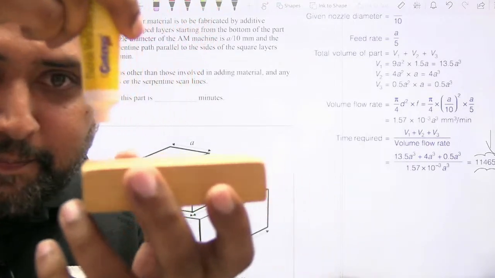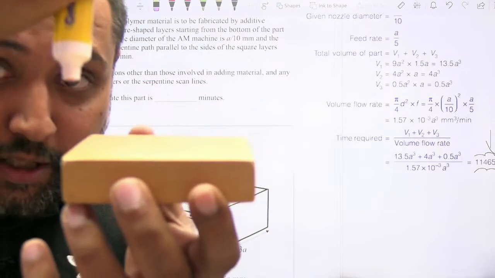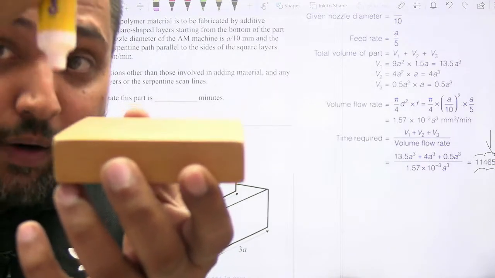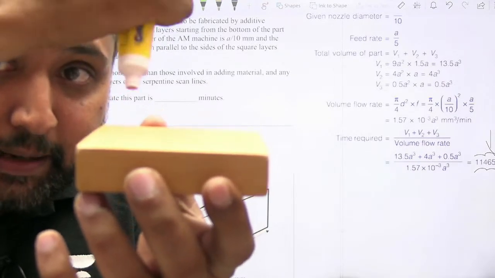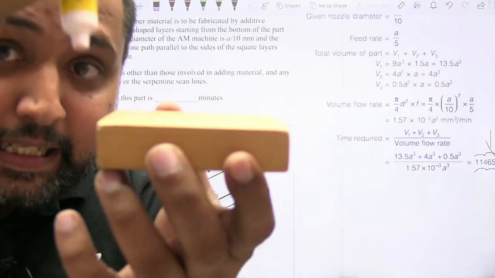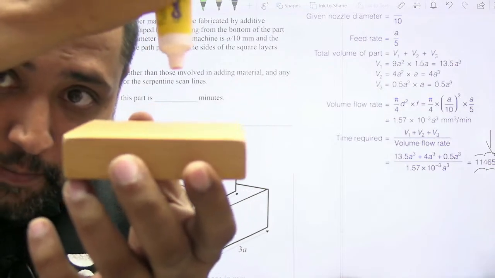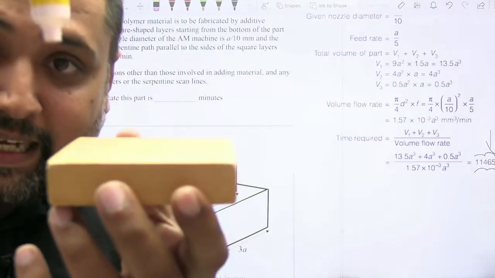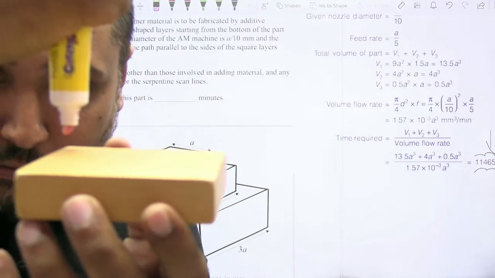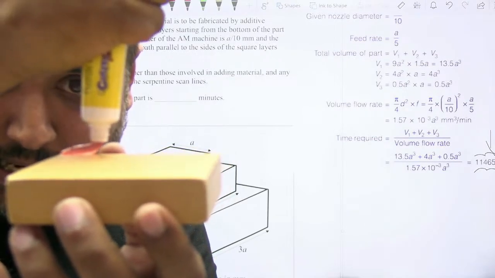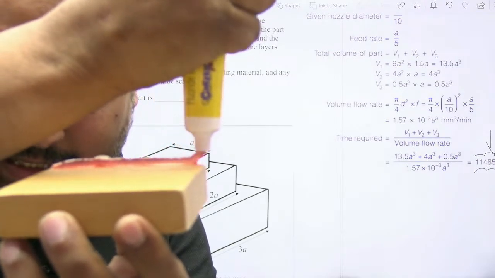Means, my dear students, this is how it will happen. Observe carefully. What is the feed movement of this nozzle? In the question they have written that this feed movement happens parallel to the sides of the square layer, and the serpentine movement is there. What is that linear serpentine movement? That also I will show you. Observe. So this is the polymer coming out. Its diameter will be A by 10, and that is how it will be deposited, moving in that direction like this.